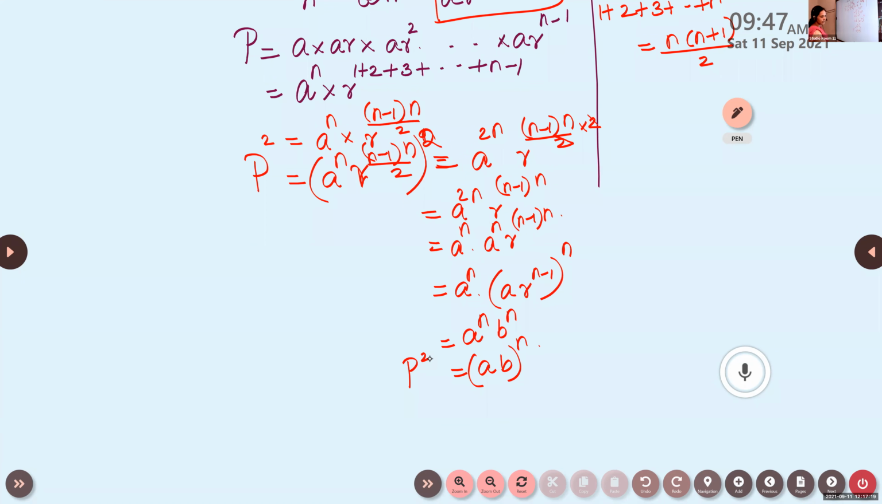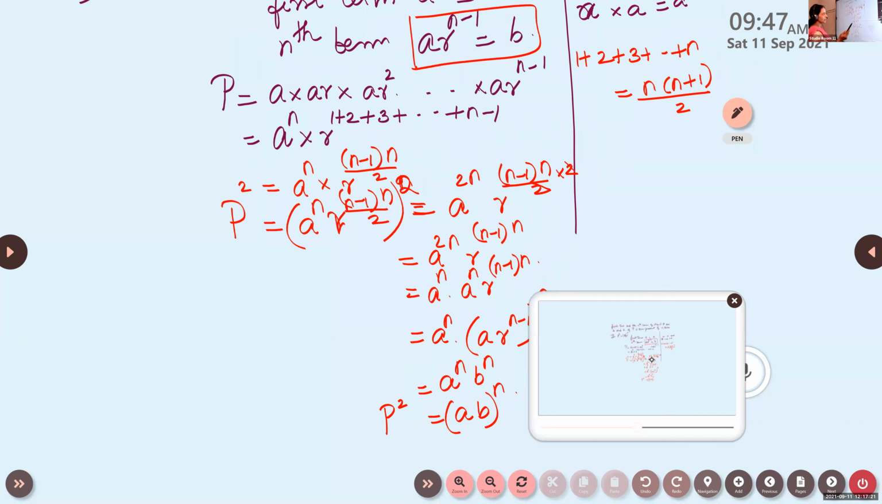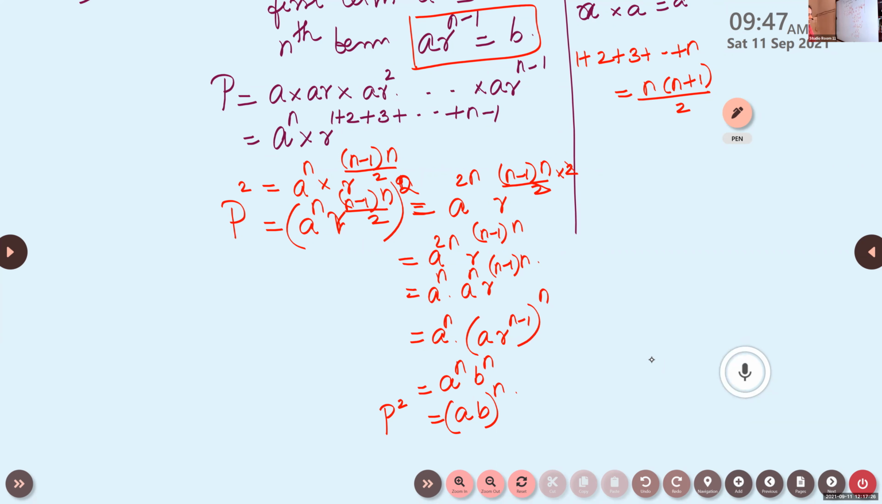Listen children, once again I'll explain it. If you find any other easy method, you can give that method. Any other method, any tricks, you can tell me. Now look here. We are asked to find the product of first n terms. Product of first n terms means a into ar square, etc., up to ar raised to n minus 1. a, we are writing n times. So we know that 2 into 2 into 2 means we can write this as 2 cube. Similarly, here we have a into a etc., n times. So we write this as a raised to n.